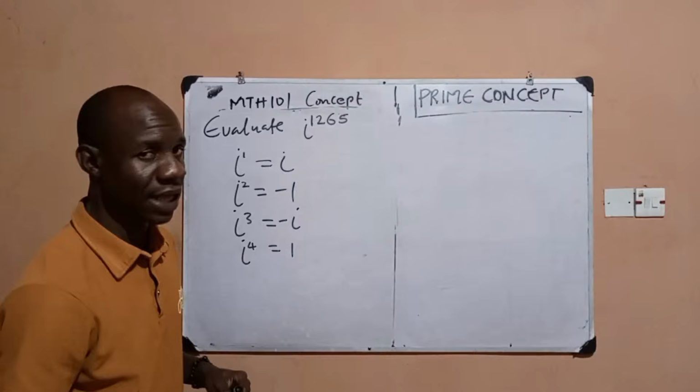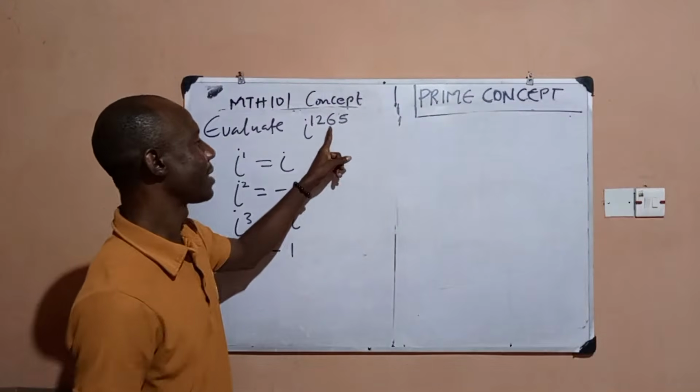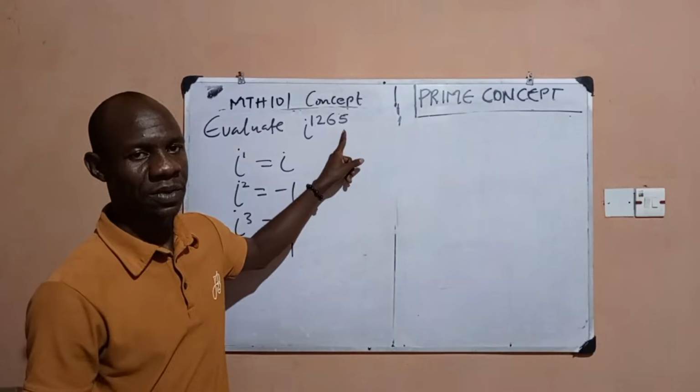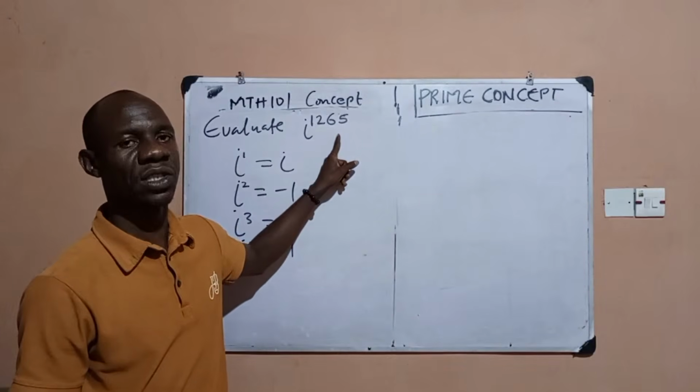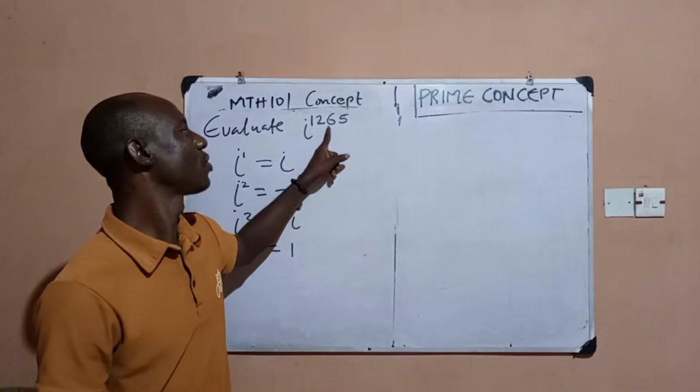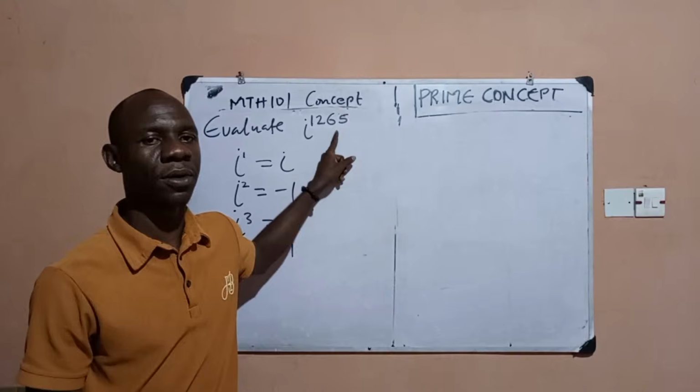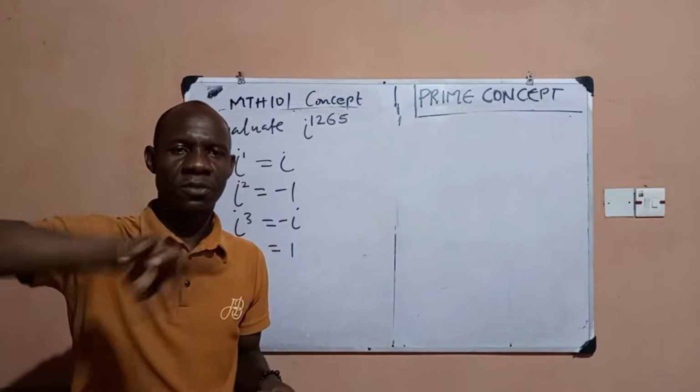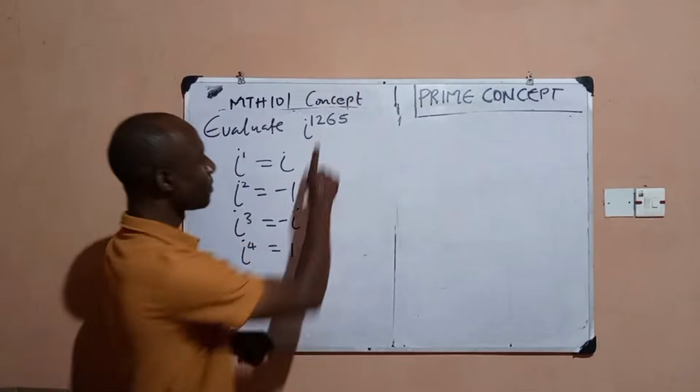Please don't waste your time. Just look at the last 2 digits. Try to divide the last 2 digits by 4. If the last 2 digits cannot be divided by 4, it means you need to remove something from it to be able to divide it by 4.